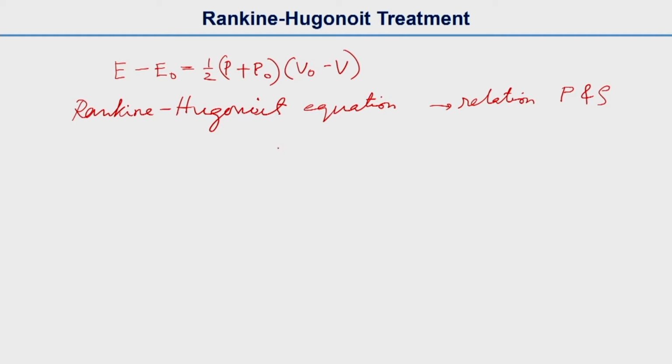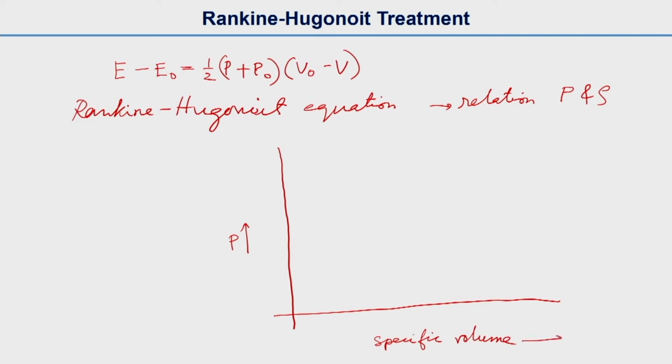So we will have the graphical form of this equation, or the Hugoniot curve. Here we have the pressure on the y-axis and the specific volume on the x-axis, which is 1 by rho, 1 by mass density. So the Hugoniot curve will look something like this. This is the Hugoniot curve from the Rankine-Hugoniot equation. Probably I will redraw it.